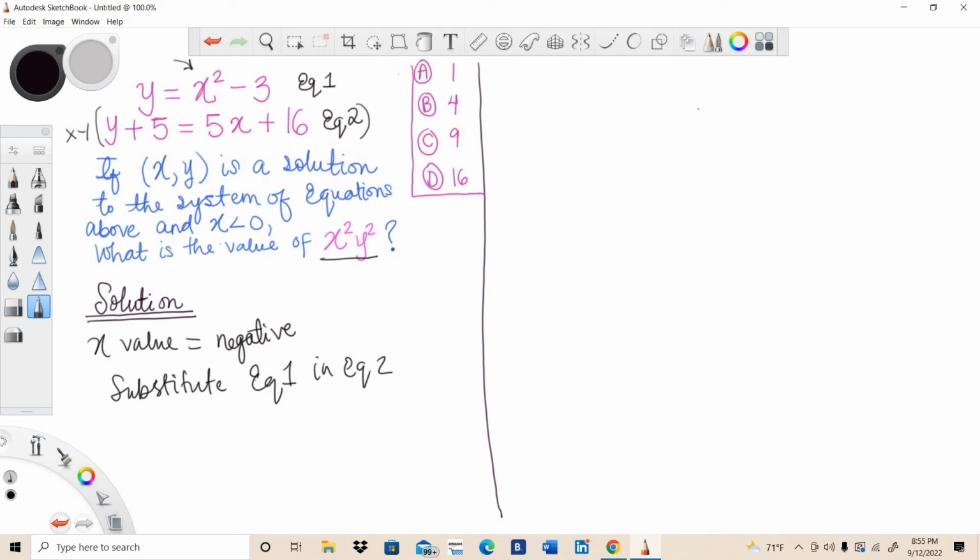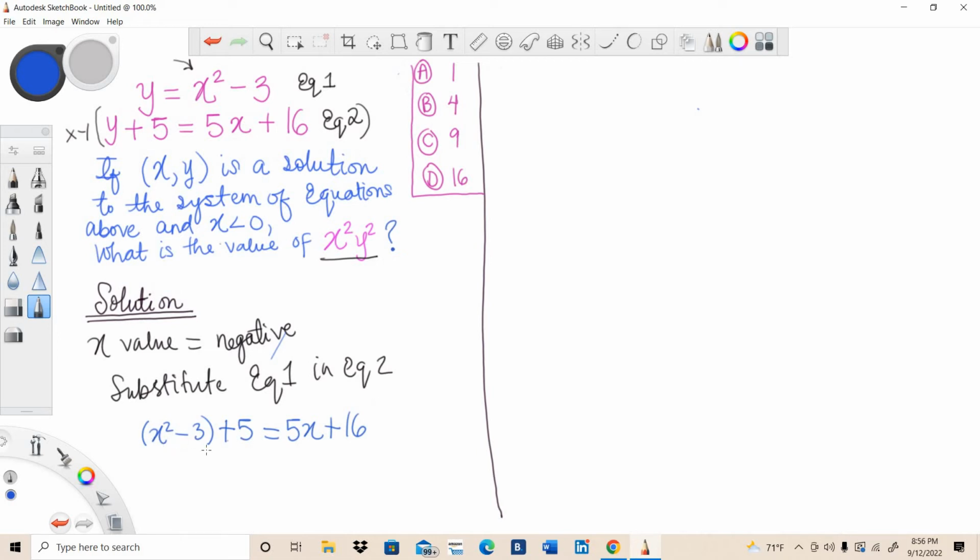So you have to substitute equation 1 into equation 2. What that is saying is that our new equation is going to be simply x squared minus 3, so I'm substituting equation 1 into equation 2, plus 5, so this is equation 2, equals 5x plus 16. So we've substituted in equation 1, y equals x squared minus 3, into equation 2. Hence every single thing in this new equation is in terms of x.